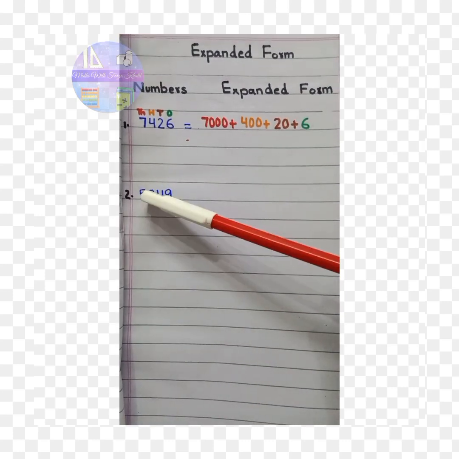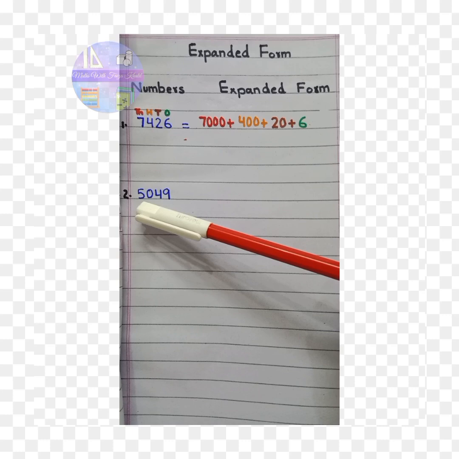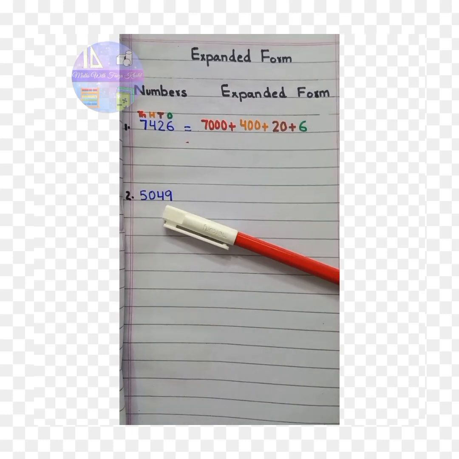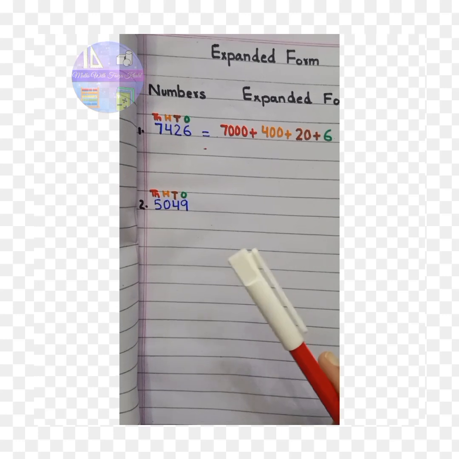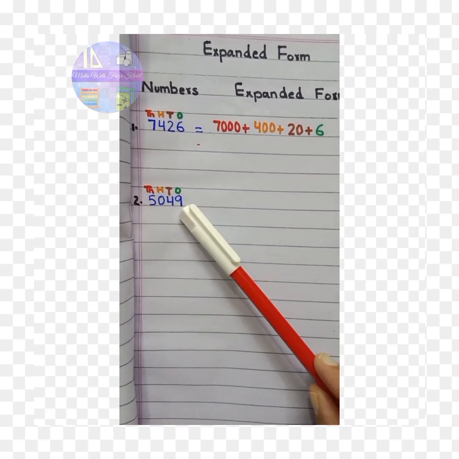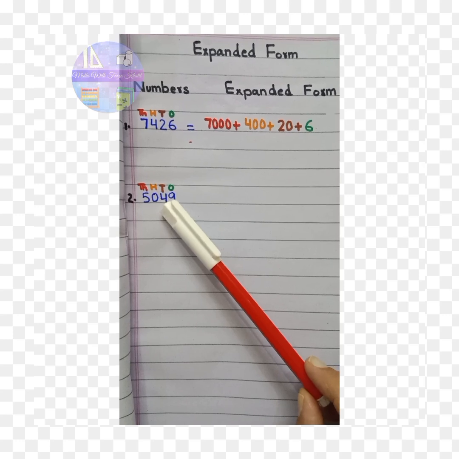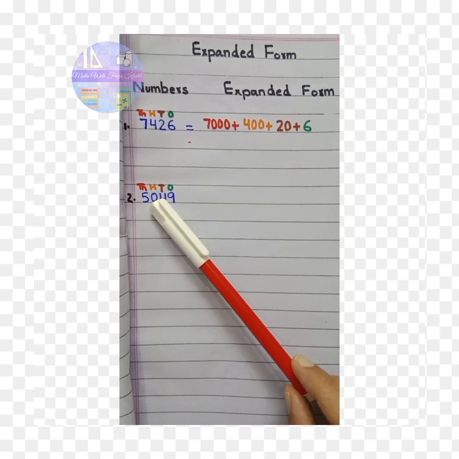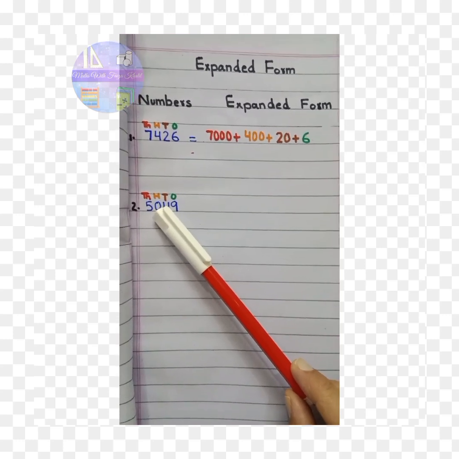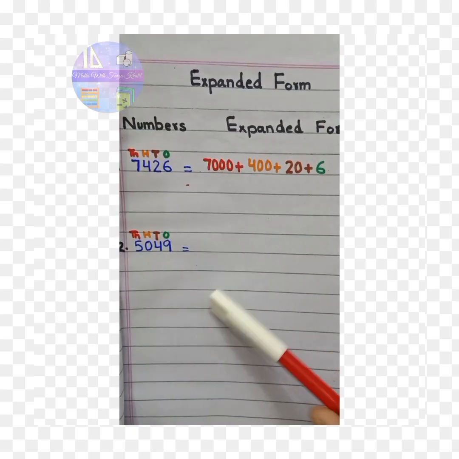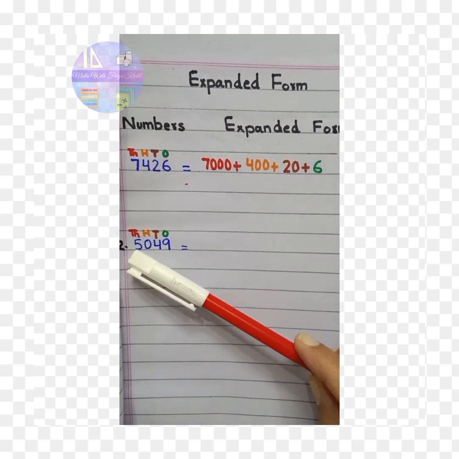Second example is 5049. Write the place of each digit. 9 is at ones place, 4 is at tens place, 0 is at hundreds place, and 5 is at thousands place. So first write 5000.